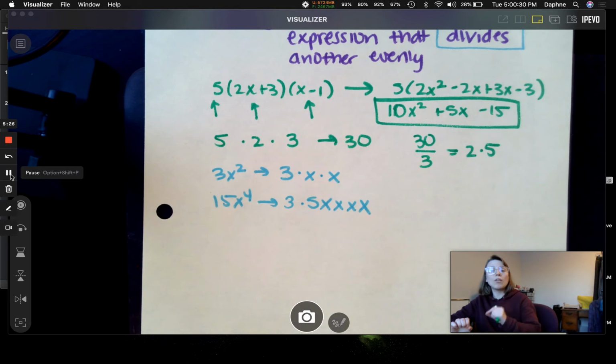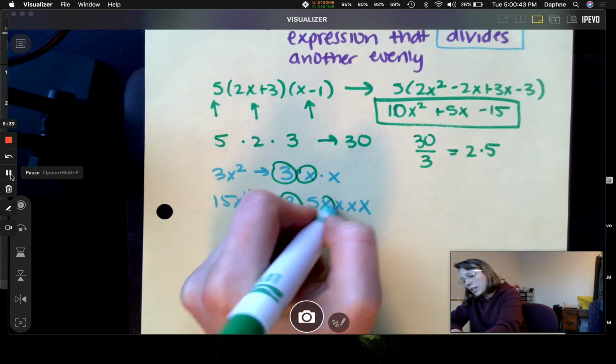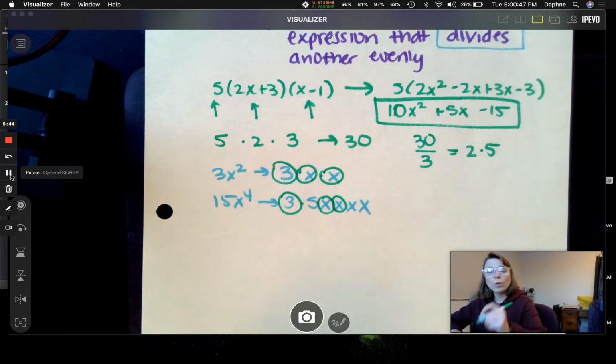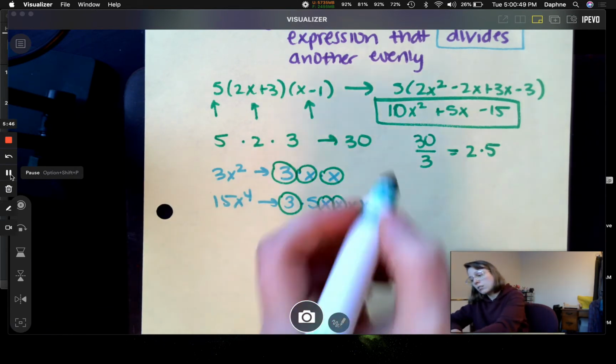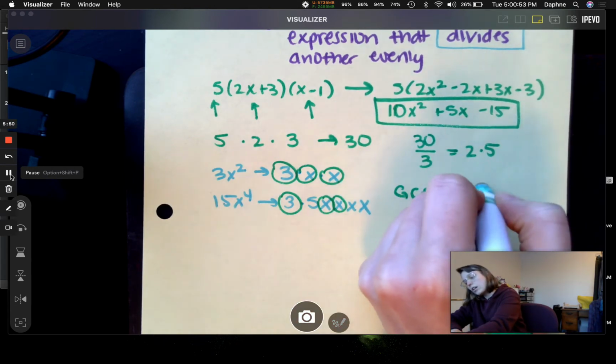Now, I want the greatest common factor. What is the most that I can divide by that is the greatest in common? So they both have 3's. They both have 1x. And look at that, they have another x as well. So the greatest common factor, the GCF, is 3x squared.